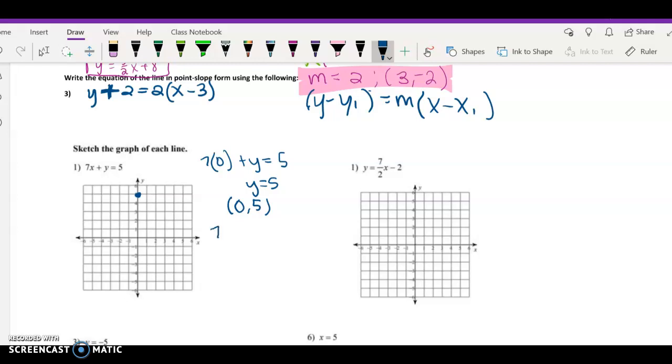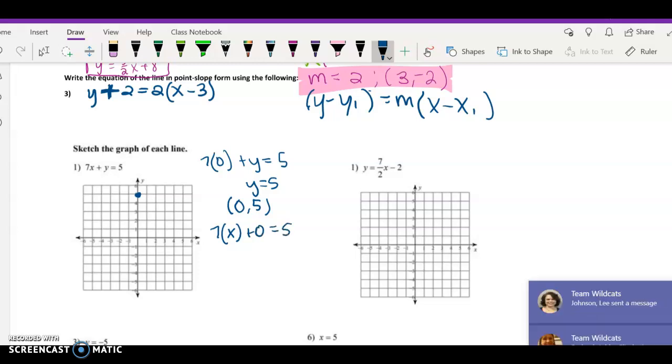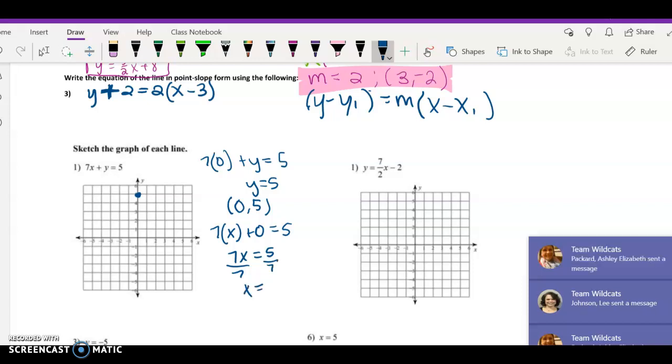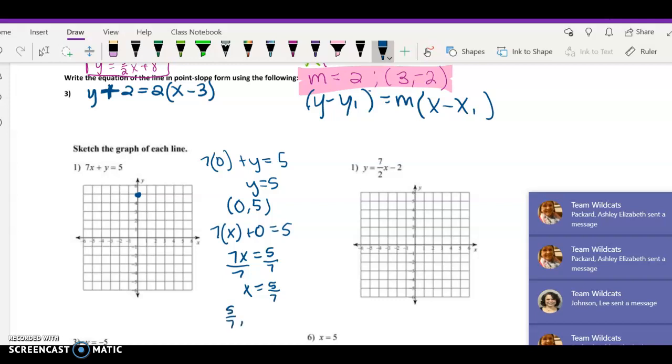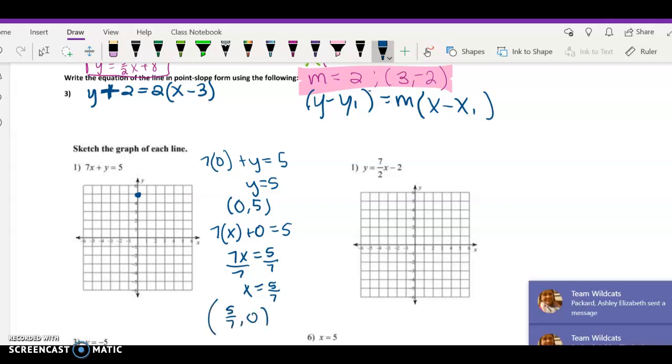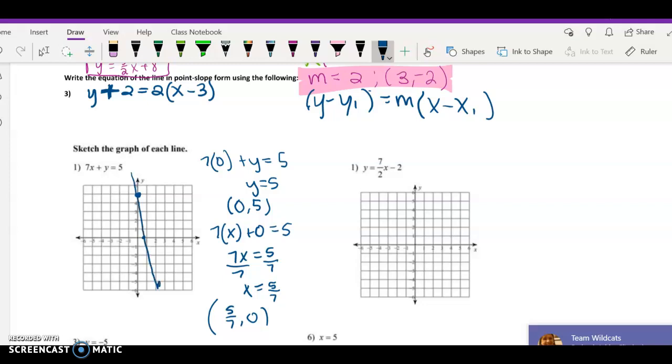Then we plug in 0 for our y. So we have 7x equals 5. So now we are going to divide by 7 on both sides. x equals 5/7. So that's 5/7, 0. So that's about here-ish. And then we can draw our line.